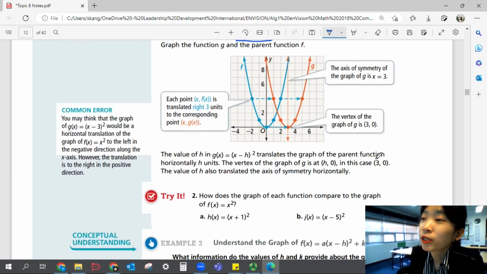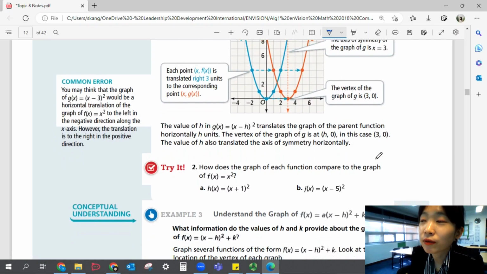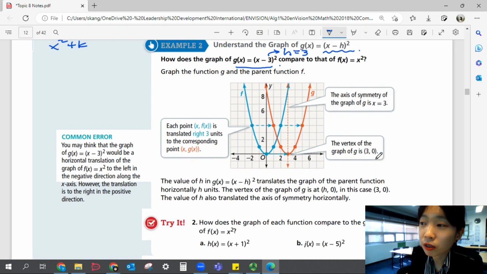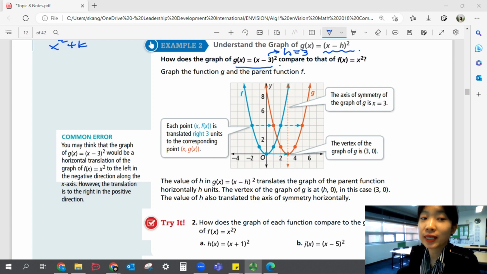All right, let's look at try number 2 and see if you can figure out the horizontal translation here. Write it in phrases. Pause the video and come back for answers when you're ready. Okay, are you ready?